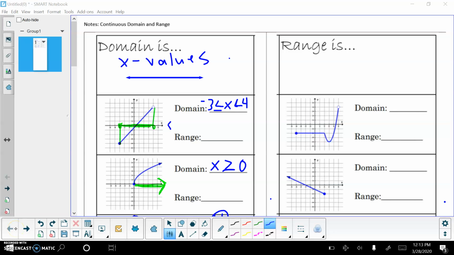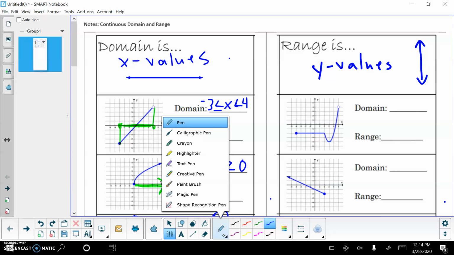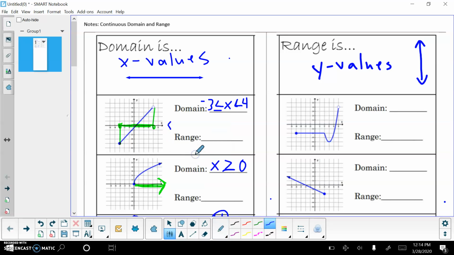Okay, this is our second tutorial on continuous domain and range, and this is going to focus on the range. I've left the domain notes already there that we did so that we can compare the two. So the range is the Y values, so I'm going to put that in there. And the Y values are the vertical, straight up and down values. So we're going to be looking at the numbers that are on the y-axis.